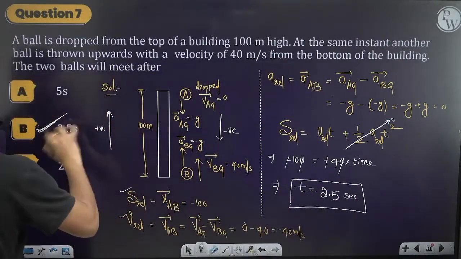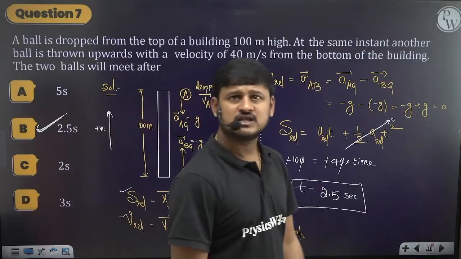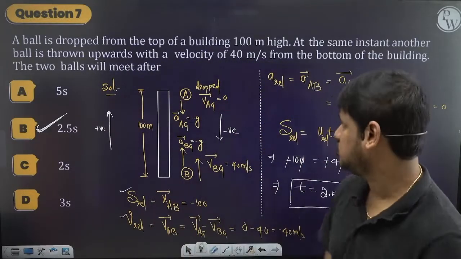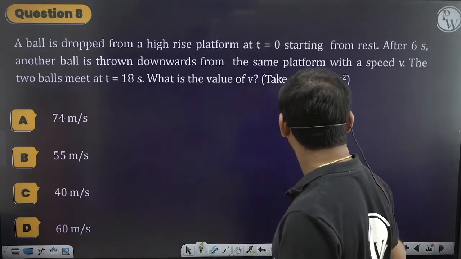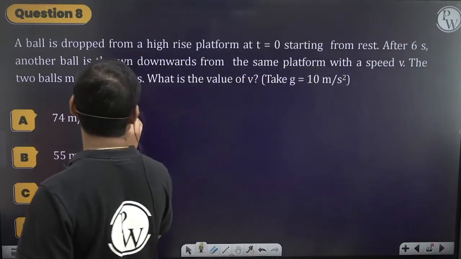So 2.5 seconds is the correct answer, option B. Is the concept clear, everyone? Next, let's move on to the next question. Try to understand the question.